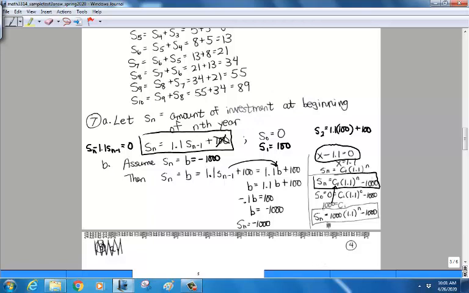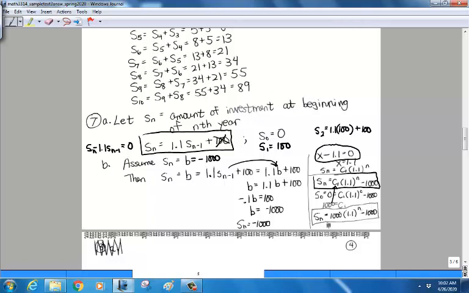Now you can plug that back into your solution to your recurrence relation. So there, finally, stuck down here in the corner, is the final solution to our investment problem. S sub n is going to be 1,000 times 1.1 to the nth power minus 1,000. Nice. See, that is not a recursive formula. S sub n does not depend on S sub n minus 1. It just depends on the value of n.